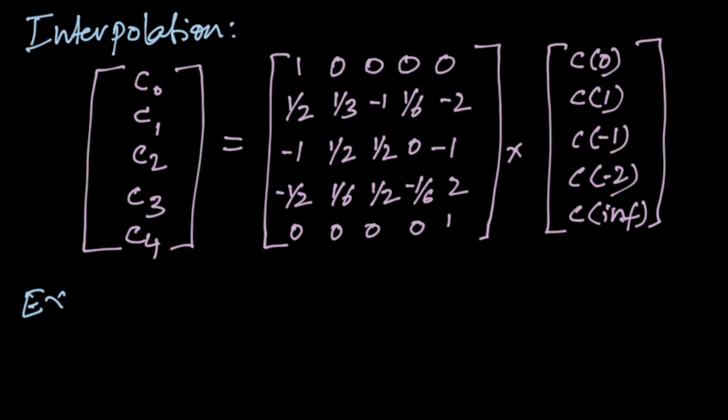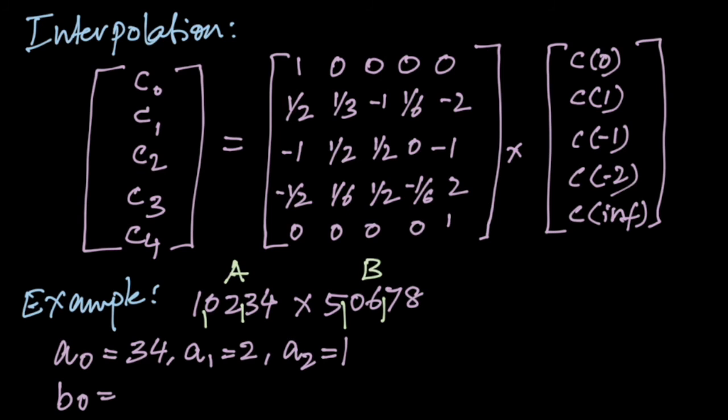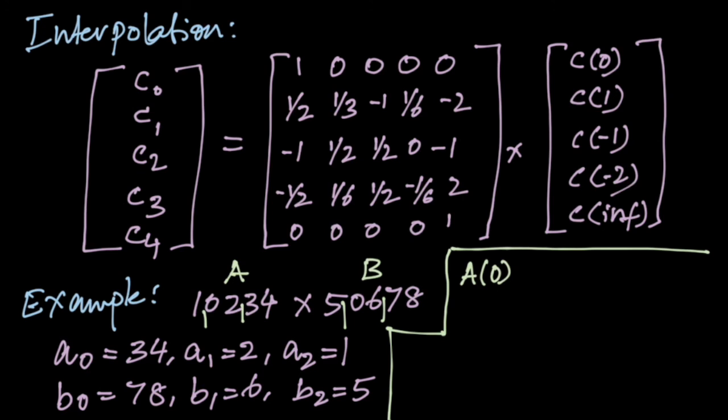So let's do an example. If we have to multiply 10,234 with 50,678, we are going to split it as 3, 4, 0, 2 and 1 for A, and 7, 8, 0, 6 and 5 for B. So A0 becomes 34, A1 becomes 2 and A2 becomes 1, the coefficients of polynomial A, and for polynomial B, B0 becomes 78, B1 becomes 6 and B2 becomes 5. Now we calculate the value of polynomial A at 0, 1, minus 1, minus 2 and infinity.